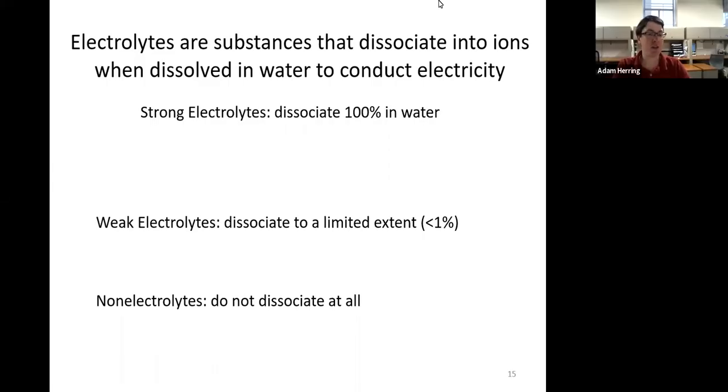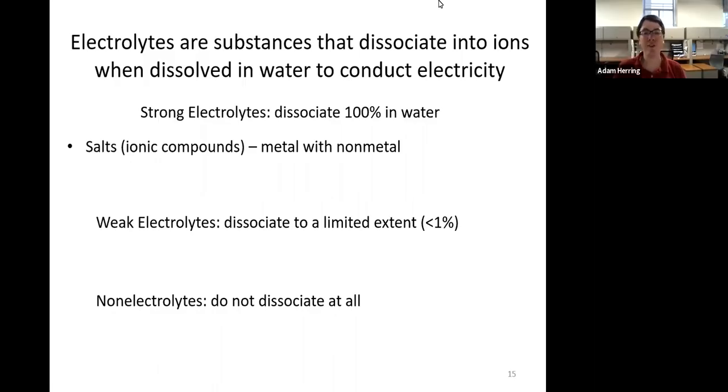Finally, we have substances that are non-electrolytes, and they don't dissociate at all. In a previous video, we looked at sugar in water, how sugar does dissolve in water, but it doesn't dissociate. Therefore, sugar is an example of a non-electrolyte.